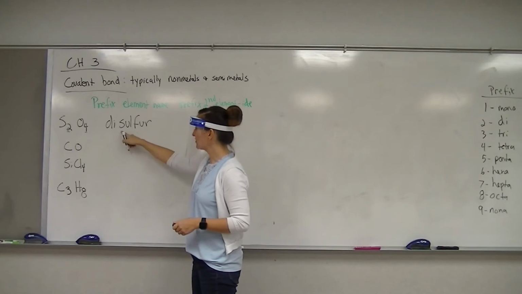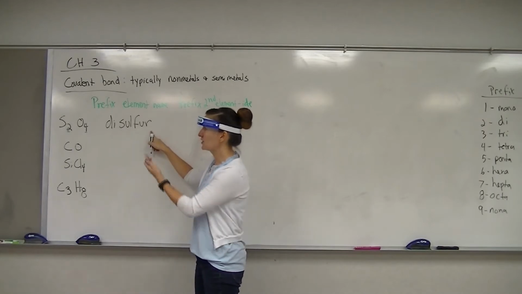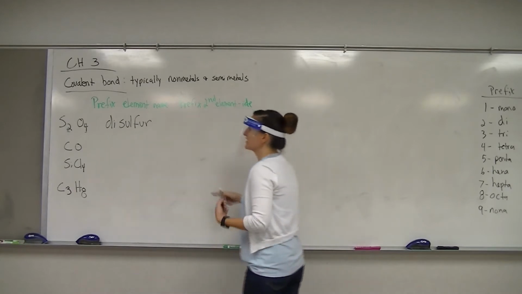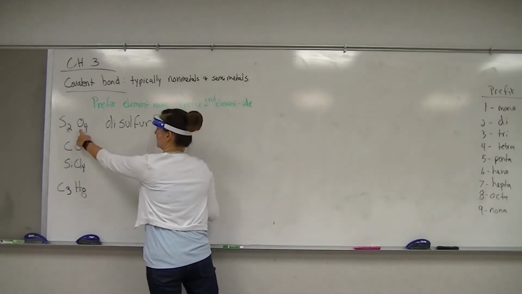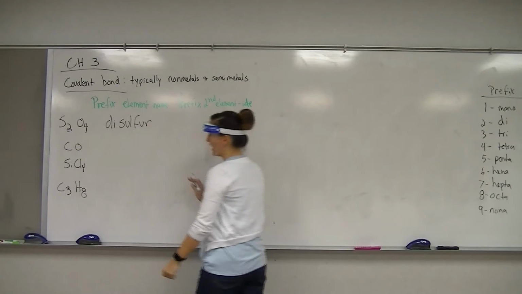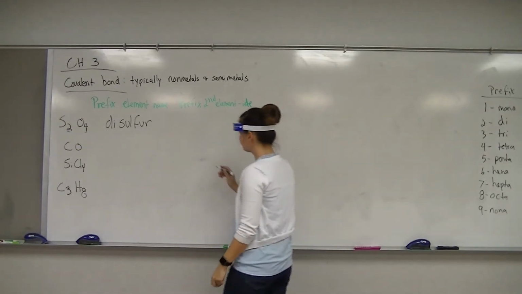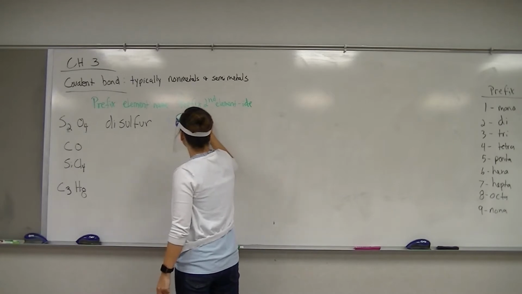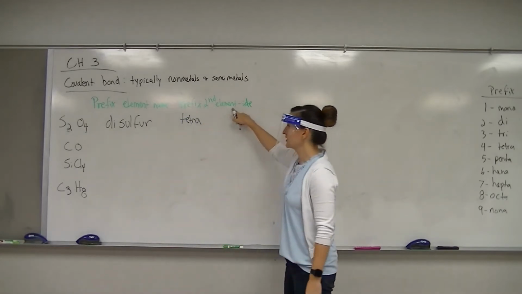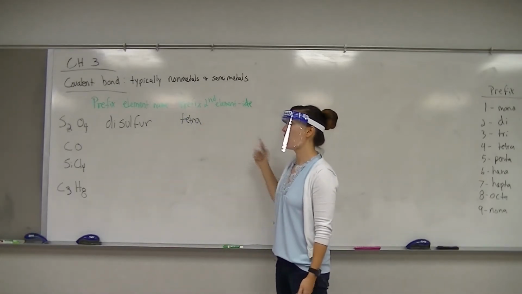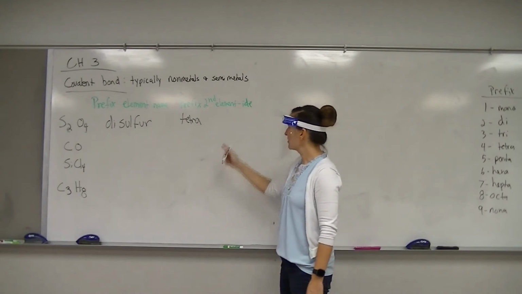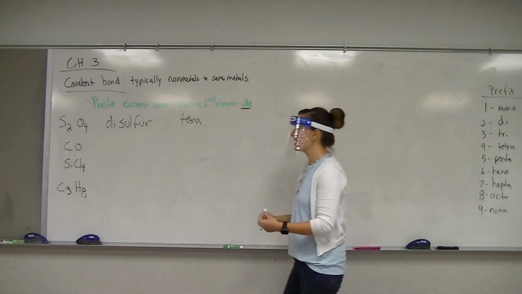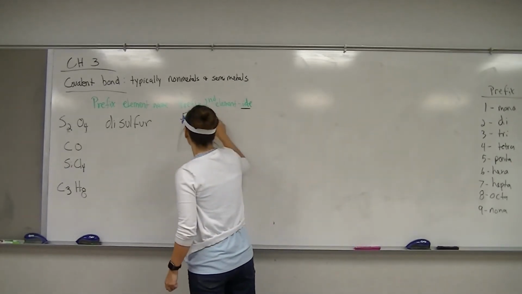For the first element present, you write that element name just how it's represented on the periodic table. For the second element present, in this case oxygen, I'm going to do a prefix for that as well. Since there are 4 of them, it's going to be tetra. Now the second element is different, so I'm not going to write tetraoxygen. For the second element present, you're always going to add an ide ending. So instead of writing oxygen, I'm going to write oxide.